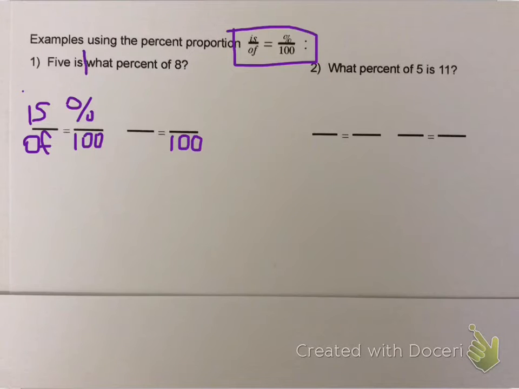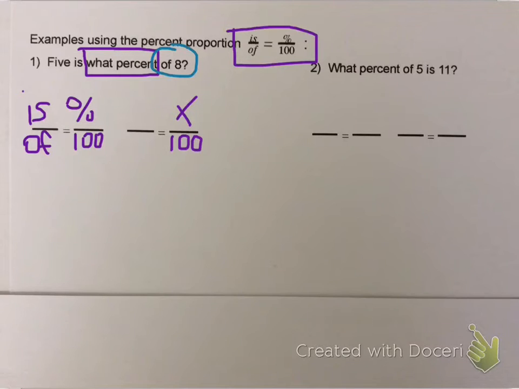So if you look at number one, 5 is what percent of 8? When you see the words what percent, that's obviously what we're looking for, and that's where my variable is going to go. I don't know the percent, so I'm going to use an x, and I'm going to put that in my percent spot. Then I always like to look for the word of. When you find the word of, the number after the of is always your of. And this is the order that you should always plug in your numbers.